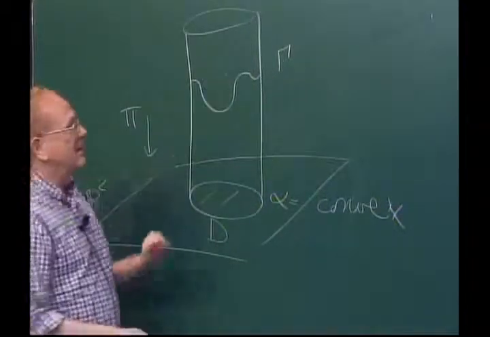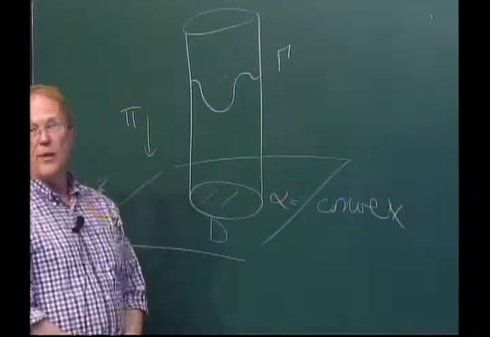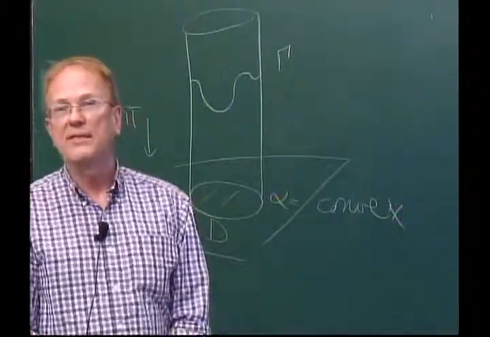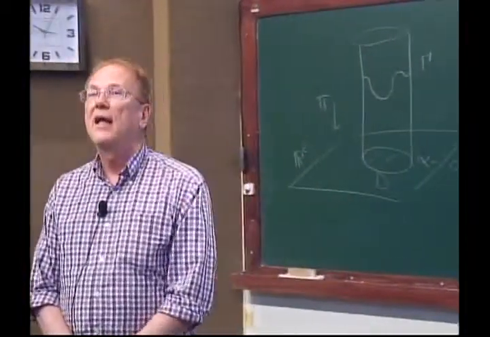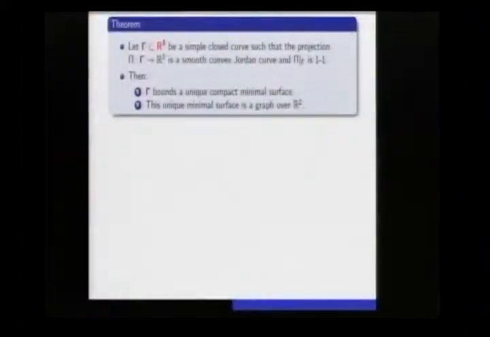Then the claim is that this curve bounds a unique minimal surface, a compact minimal surface, and that compact minimal surface is a graph. So this is one of my very simple, nice applications of the interior maximum principle. Okay, so let's just start that.